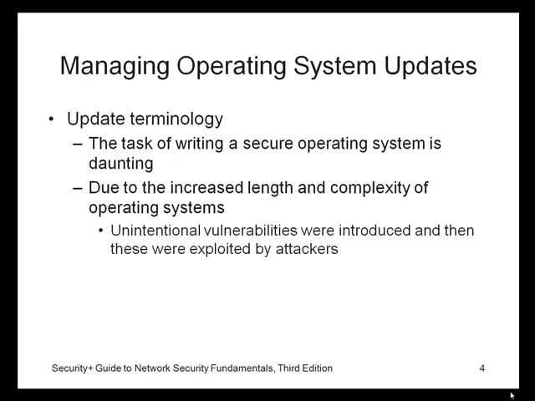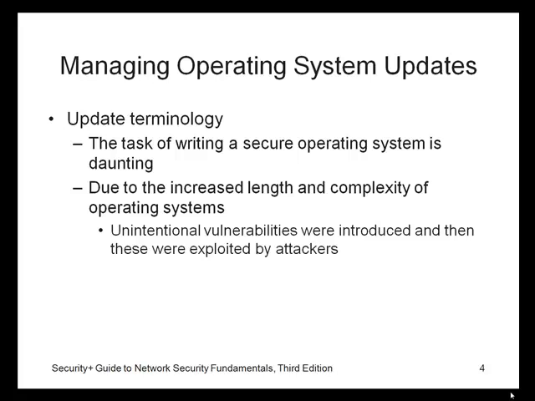Writing a secure operating system is daunting due to the increased length and complexity of operating systems. I think the next slide's got the table that's in the book about how many lines of code are in an operating system. And you say, oh, Windows is the biggest. Not exactly. Debian, I think, has 238 million lines of code. How much does it say Vista has? Because that's the one that's there. 50 million, right? 50 million lines of code.